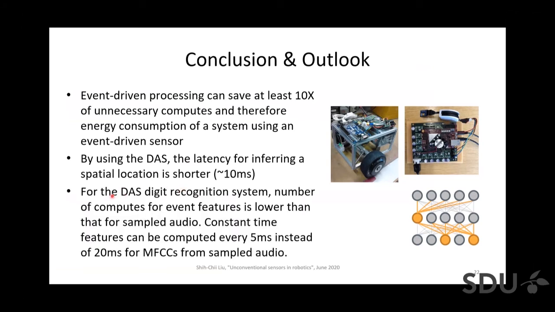And for the DAS digit recognition system, the number of computes for generating the event features is lower than that for the sample audio. I didn't show this, but we can generate these constant time features every 5 milliseconds instead of 20 milliseconds for MFCCs from sample audio.